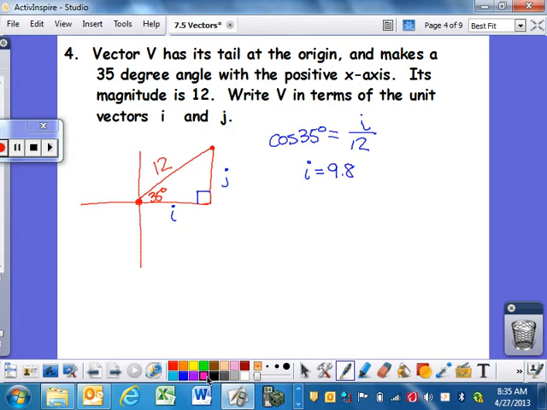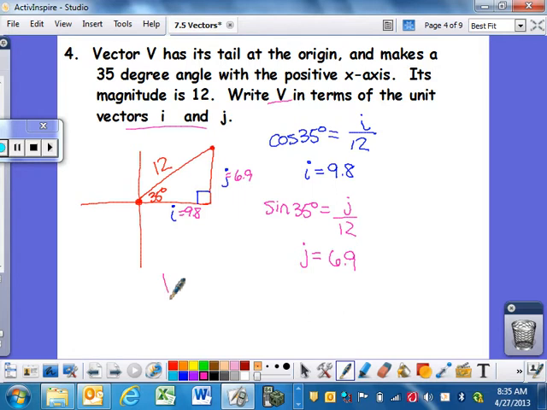And then I would do the exact same thing for j, except this time it's opposite over hypotenuse, so sine 35 equals j over 12. Then multiply sine 35 times 12, and j ends up equaling 6.9. Alright, now what does the question ask? Now we have solved for both of them. I know this is the 9.8 and this is the 6.9, but I need to write v in terms of unit vectors. So once again, you have two options.